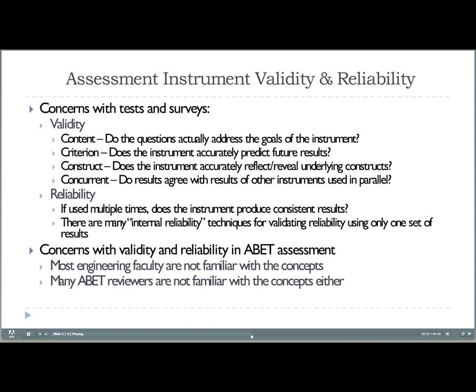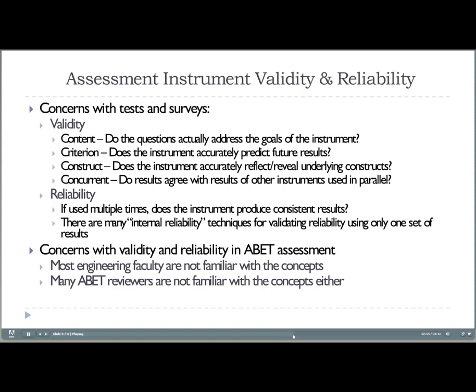And finally, concurrent validity is, does your instrument give results that agree with other instruments designed to assess the same thing? And if your instrument is not producing results similar to other ones, then maybe there's something wrong with it. The next concept is reliability, and that has to do with the repeatability of a survey.